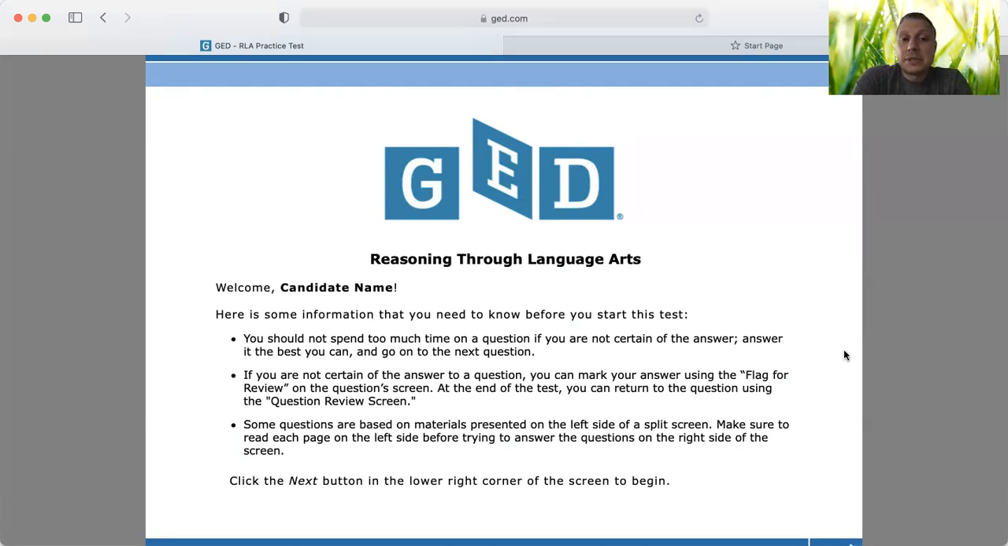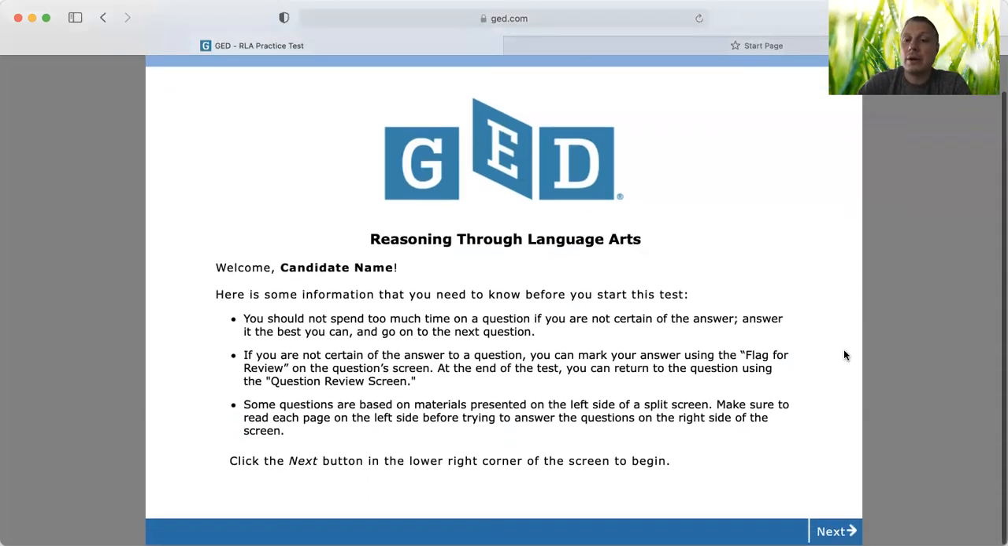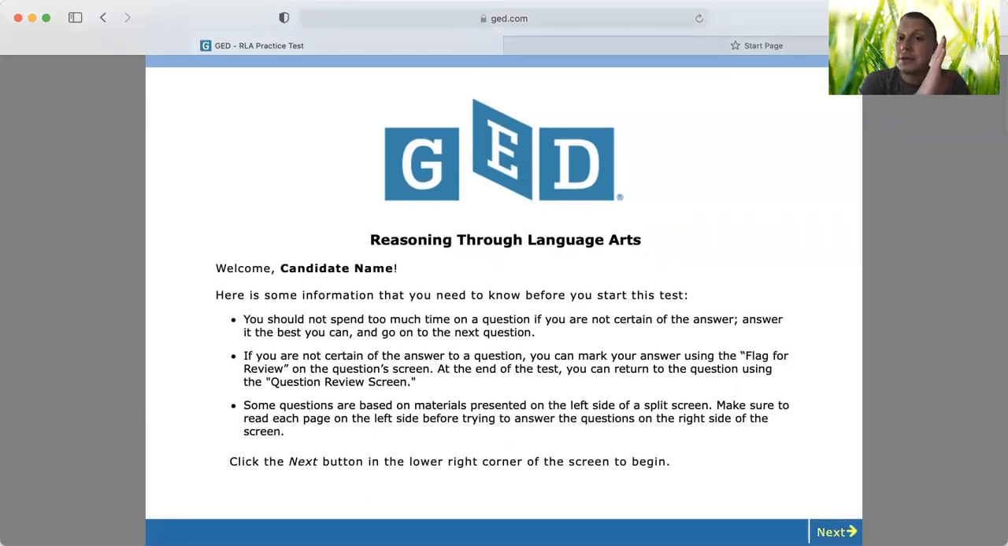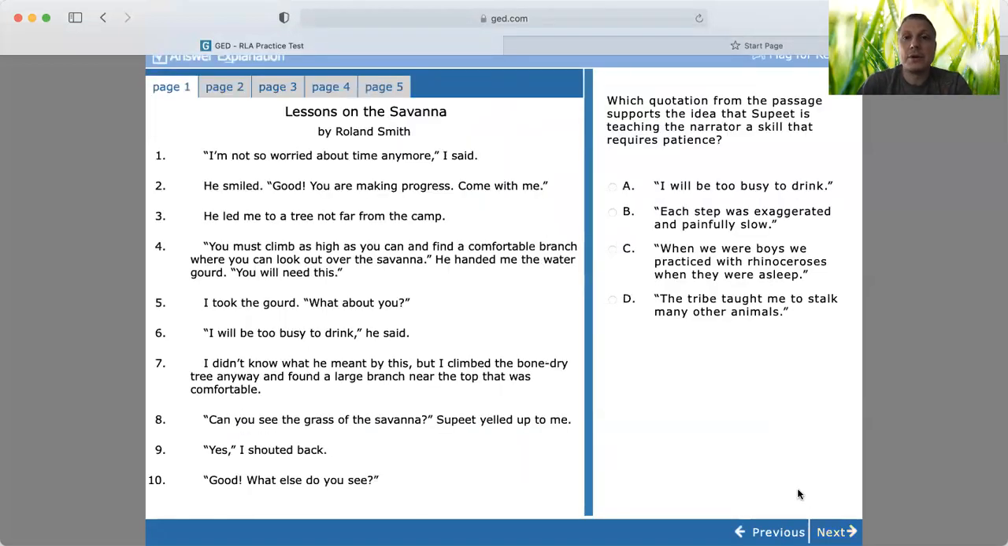It also says here that some questions are based on materials presented on the left side. So you'll have the split screen, reading questions on the right, reading on the left. We want to make sure that we cover all the reading that's on the left. It'll be in different pages, so I can show you. I'll navigate with you here, but it's not always everything there. So you kind of have to go through the pages as if this was paper and pencil, and you would have to go through the pages, which would have made it harder. Now, at least they're all in front of you on the screen, and you can navigate through the screen.